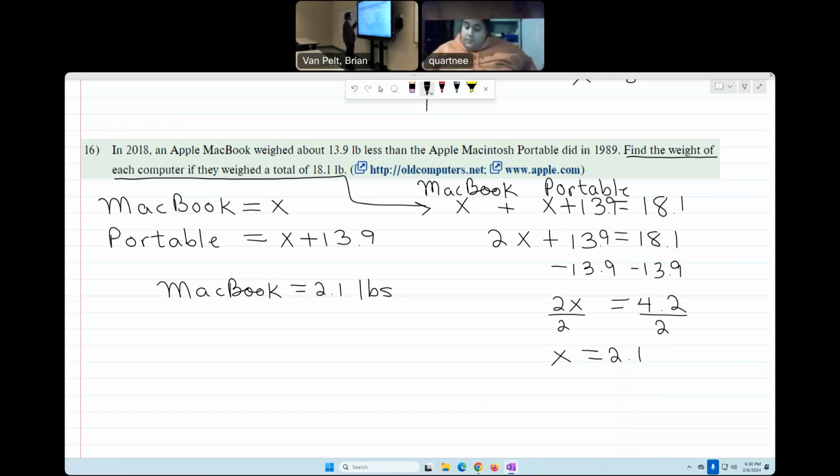Let's see the other one. The other one, portable. That's going to be 2.1 plus 13.9, and that's a total of 16 pounds. So together they do add up to 18.1 pounds, don't they? Like they check it. Yeah, exactly. That's what you want to do. So this plus this is 18.1, so that's a perfect way to check it.